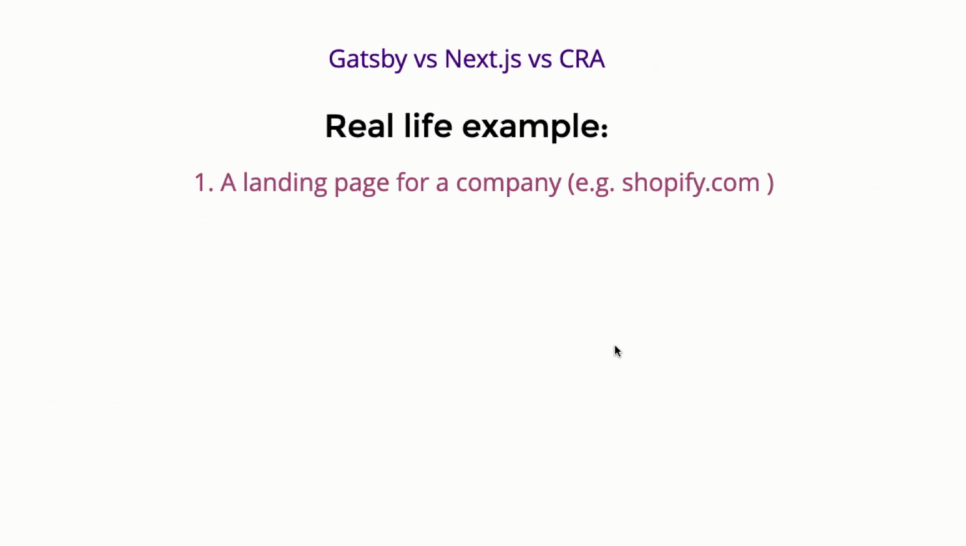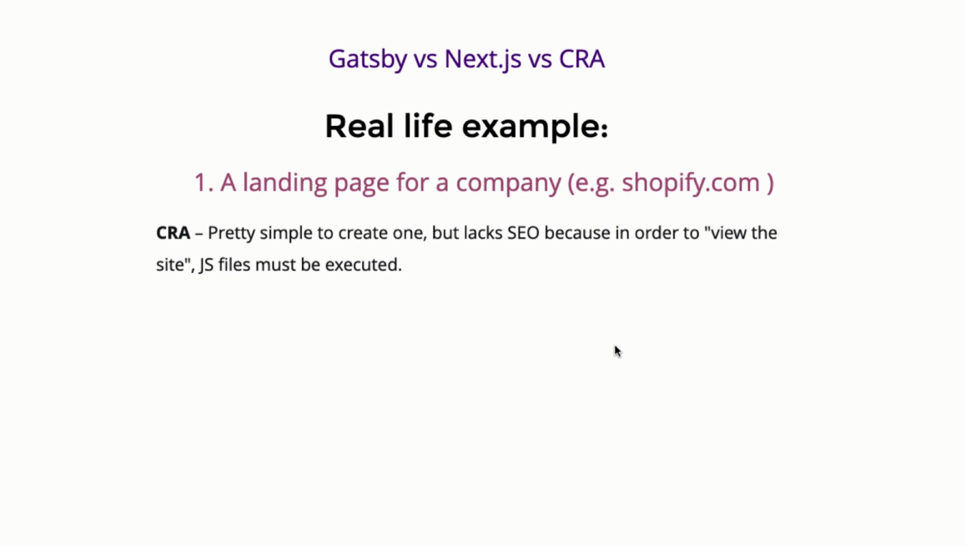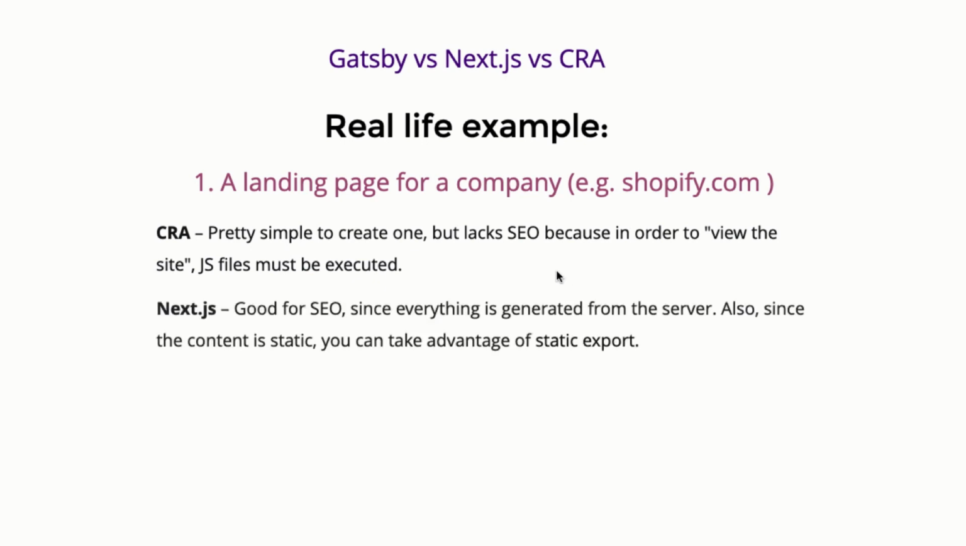Okay, so let's look at building a landing page for a company. Something like Shopify.com, for instance. If you take Create React App, it's pretty simple. It's easy to create one, but in this case, we are going to lack SEO. Okay, because the content is being dynamically inserted into the page, and it's not really great for SEO. Now if you look at Next.js for building a site like this, since everything is being served from the server, it's really great for SEO. And also, since the content is static, you can take advantage of static exports.